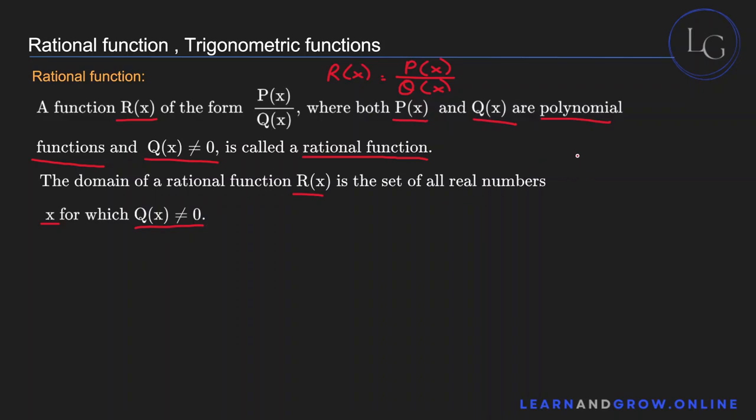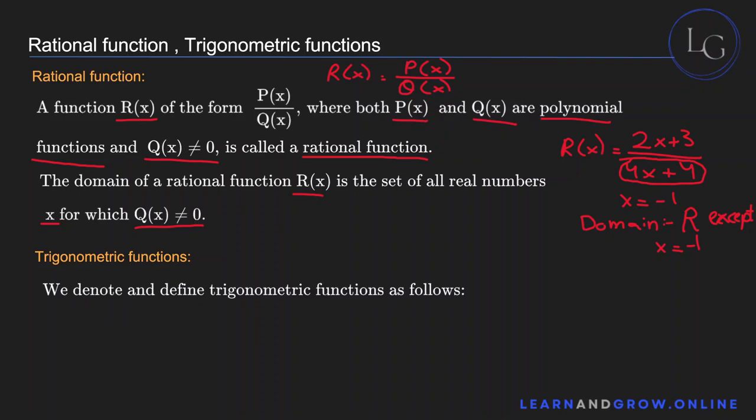So for example, if you had a function, let's say r of x is equal to 2x plus 3 over 4x plus 4, right? So the function in the denominator is 4x plus 4. Now when x is equal to negative 1, that would make the denominator equal to 0. So the domain of this particular example is basically all real numbers except x is equal to negative 1. Okay?